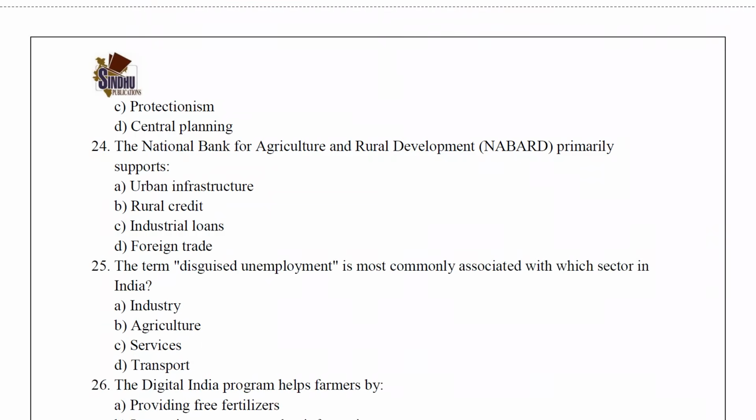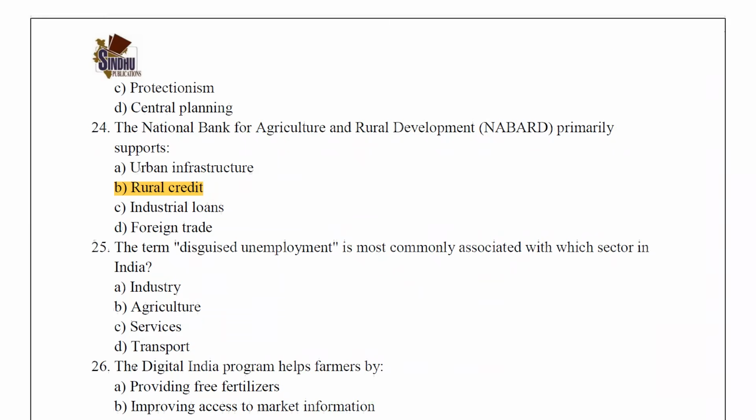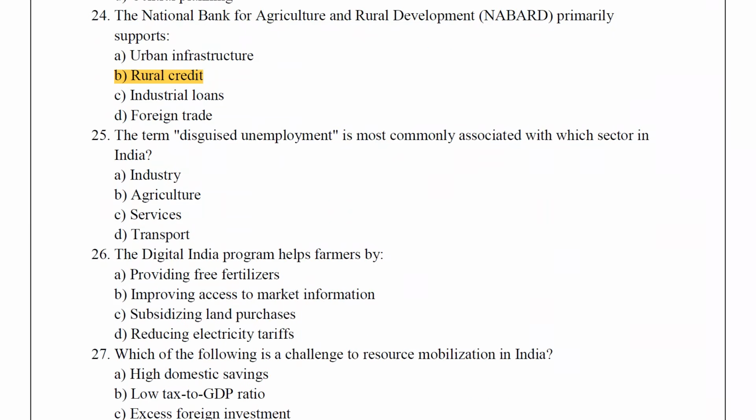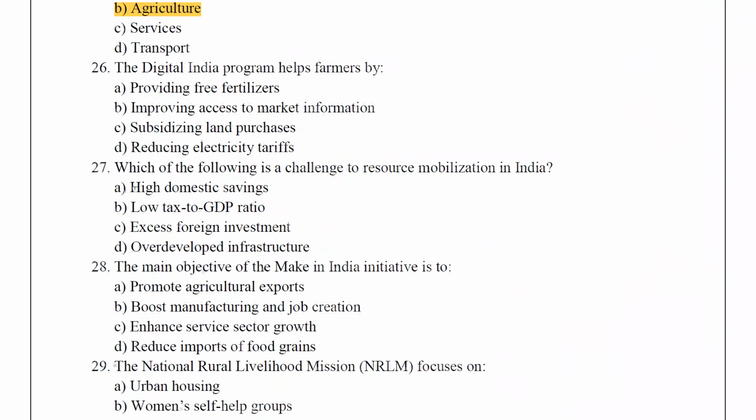The National Bank for Agricultural and Rural Development primarily supports rural credit. The term disguised unemployment is most commonly associated with which sector in India? Agriculture. The Digital India program helped the farmers by improving access to market information.